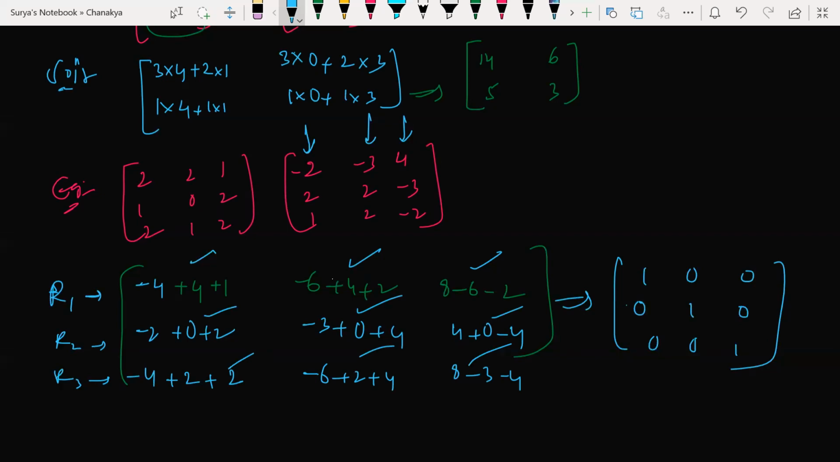Clear? Yes sir. Very simple. This is how the multiplication of the matrices will be.